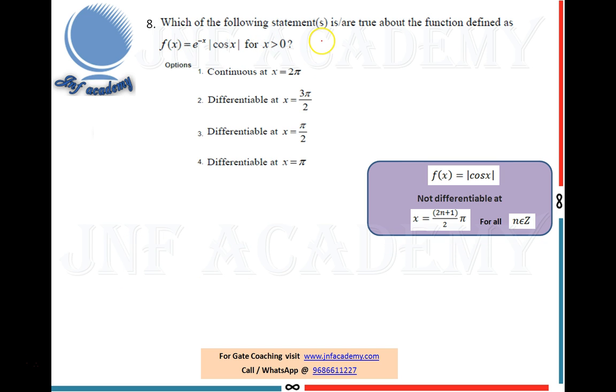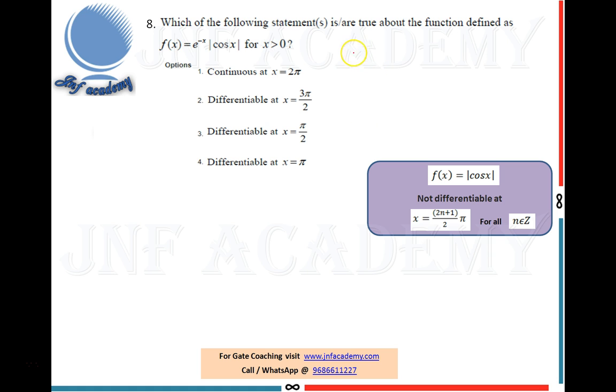Next question. Which of the following statements are true about the function defined as f of x equal to e power minus x times modulus cos x for x greater than 0? Option one: continuous at x equal to 2 pi. Another option: differentiable at x equal to 3 pi by 2, and differentiable at other points. Four options are given. Now, the function f of x equals e power minus x into modulus cos x.